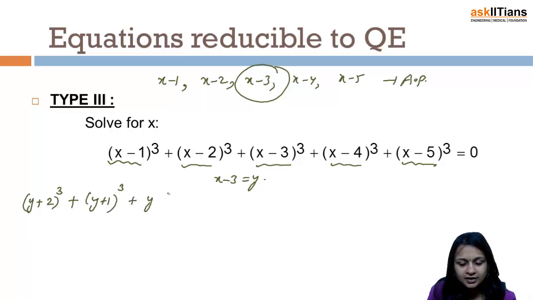And here I can write x minus 3 as y cube. Now what is x minus 4? (y minus 1) whole cube. What is x minus 5? That comes out to be (y minus 2) whole cube, that is equal to 0.